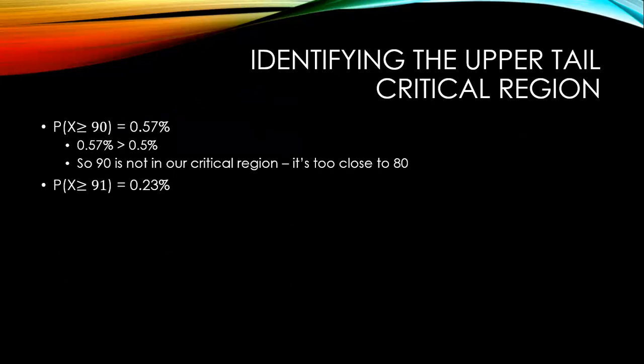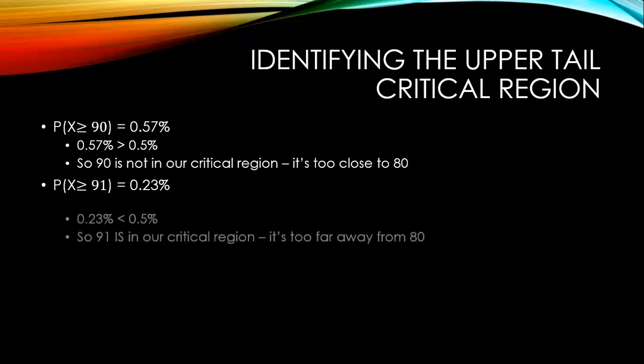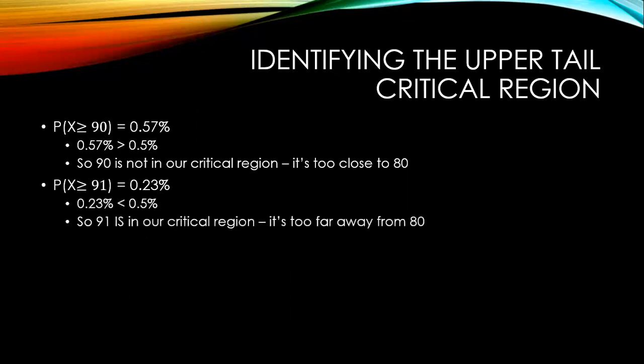But if we go to 91 or more successes, we have a 0.23% chance of getting 91 or more brown-eyed people in our sample of 100. Now, 0.23% is smaller than 0.5%, so it's smaller than the probability of rejecting H0 on the upper side that we decided before the test. Therefore, 91 is in our critical region because it's a little bit too far away from 80.